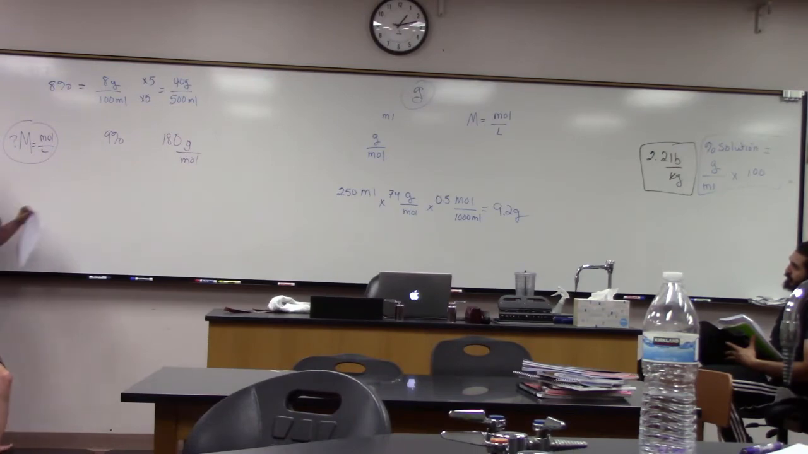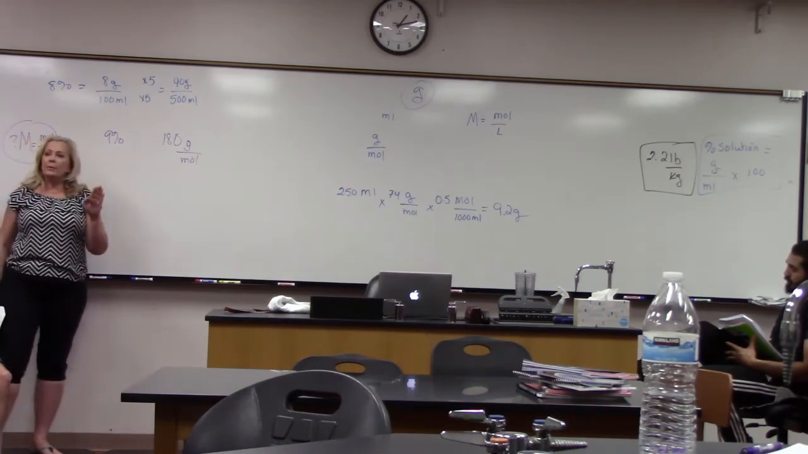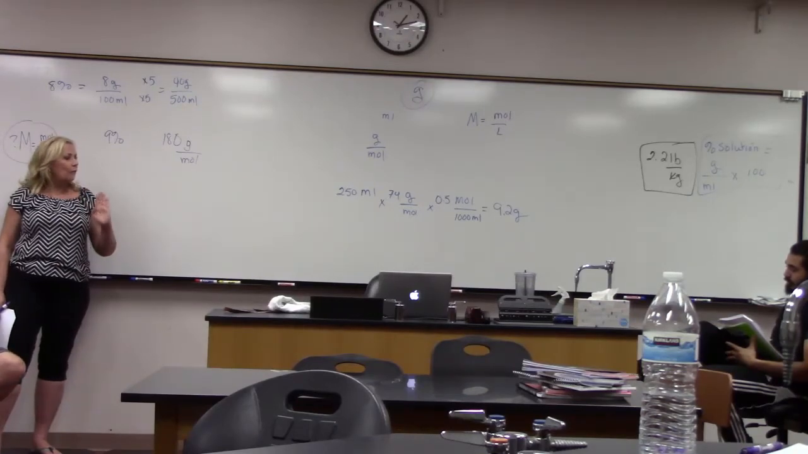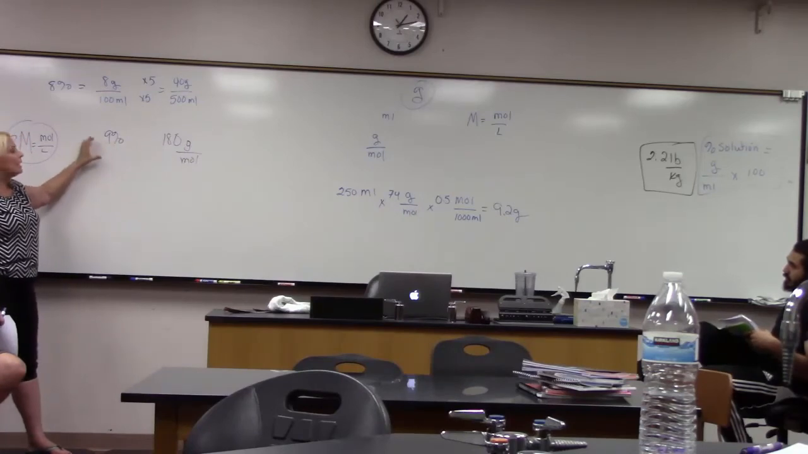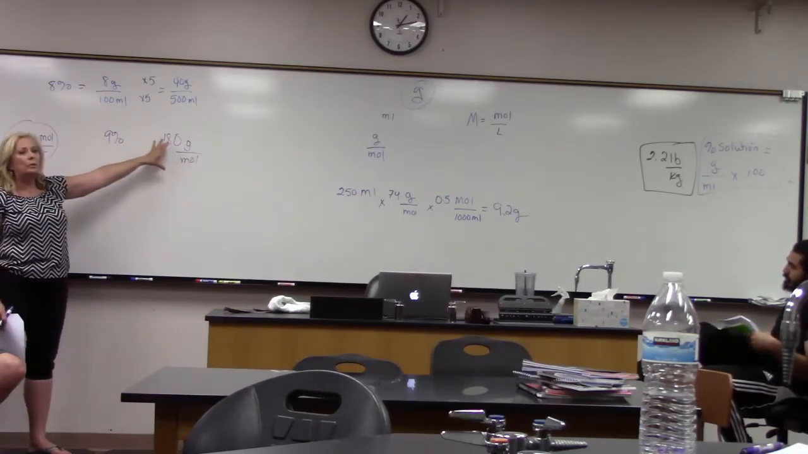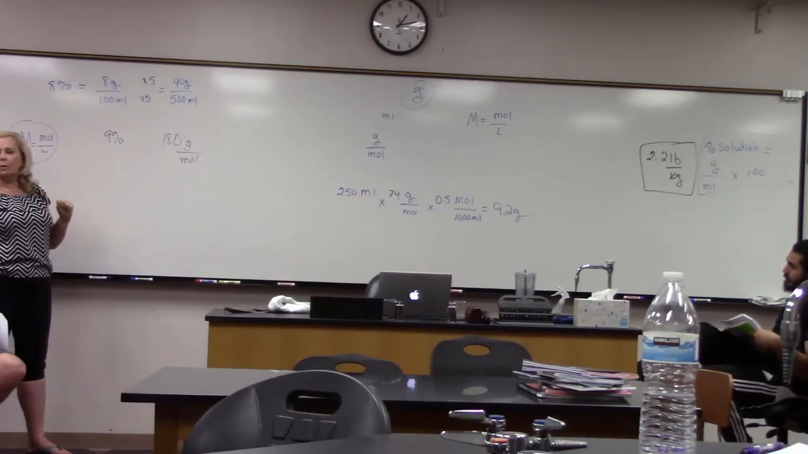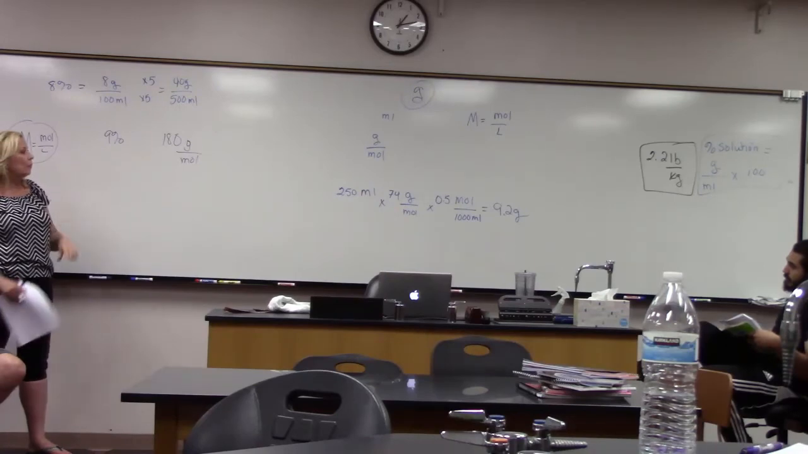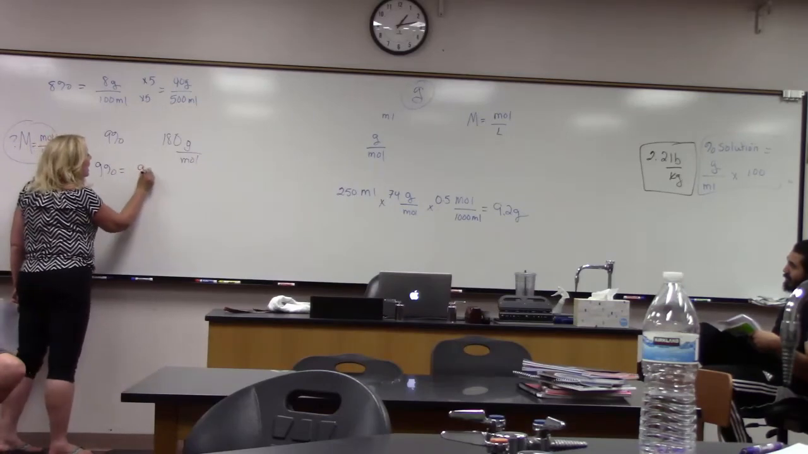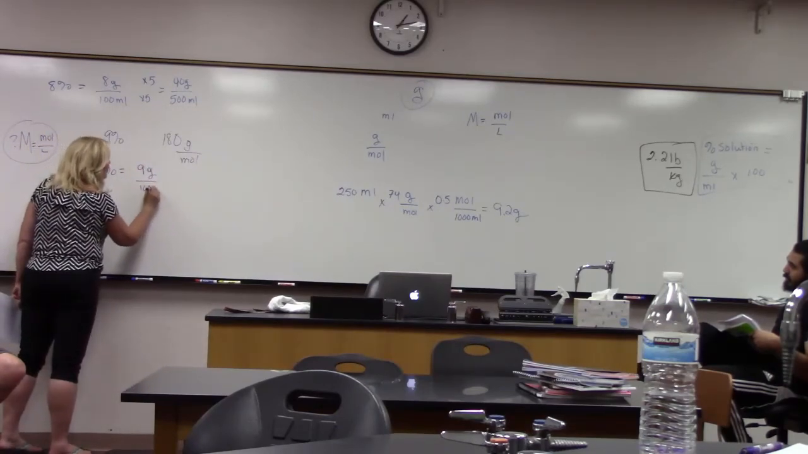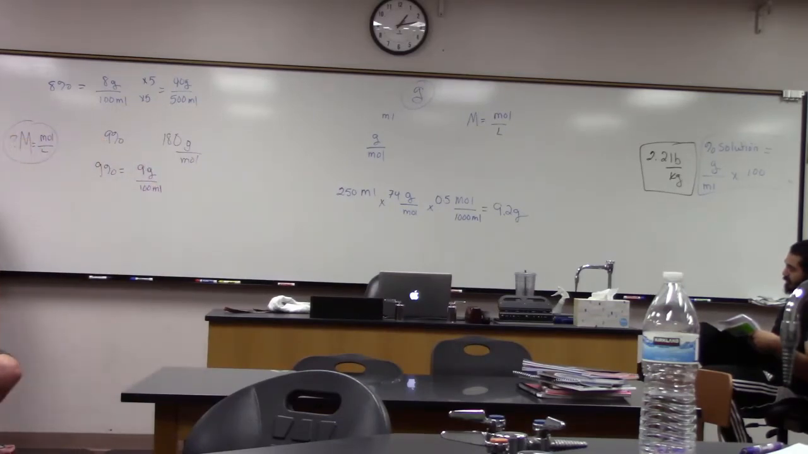Okay. Now, once you write all your numbers down and you know what you're looking for, like moles per liter, you have to look to see if there are any units that can be broken down into simpler form. So 9% is the same thing as 9 grams in 100 milliliters. I got that part right. Yay!